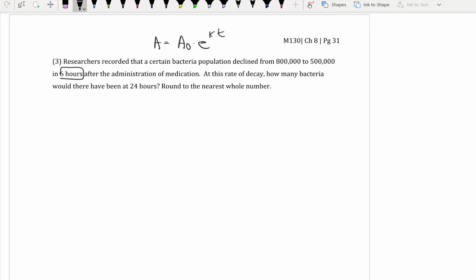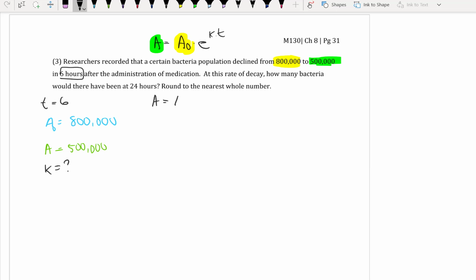So here we have our time. So time is equal to 6. We also have our initial amount of 800,000. So my initial, so A naught is equal to 800,000. The final amount that we get is going to be our A. Our final amount is 500,000. Okay? So now we are going to find our k, which is going to be our growth constant. We don't know what that is.